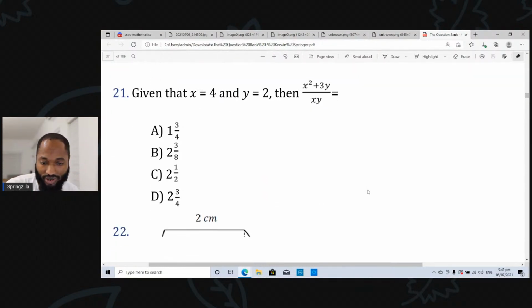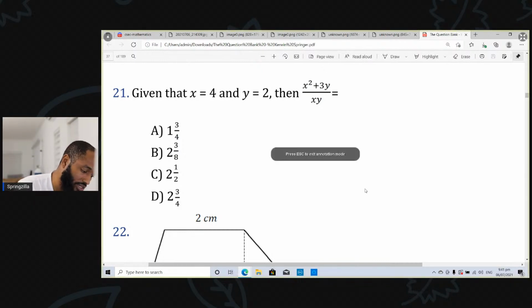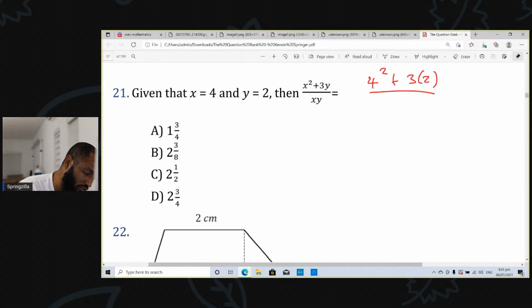Aaron, saving lives. Given that x is equal to 4, this is just a straight substitution. 4 squared plus 3 by 2 over 4 by 2. 16 plus 6 over 8. 22 over 8.